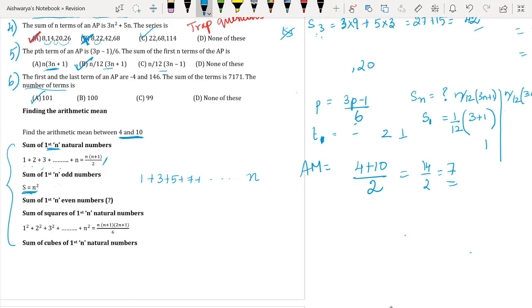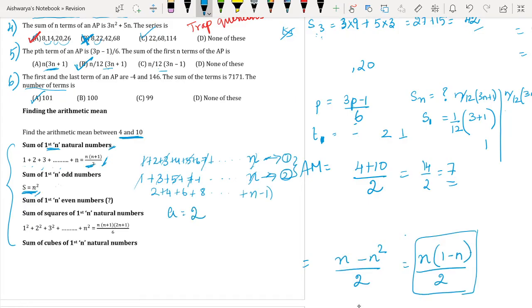Now sum of first n even numbers. Do you all know the sum of first n even numbers? Anybody knows? And your d is also 2. So you can work out Sn using that also. If you don't know the number of terms, you can do n by 2 within brackets a plus n minus 1 into d, where d is 2 here, n minus 1 into 2. Now when you simplify this, you will get n by 2 within bracket 2a plus.